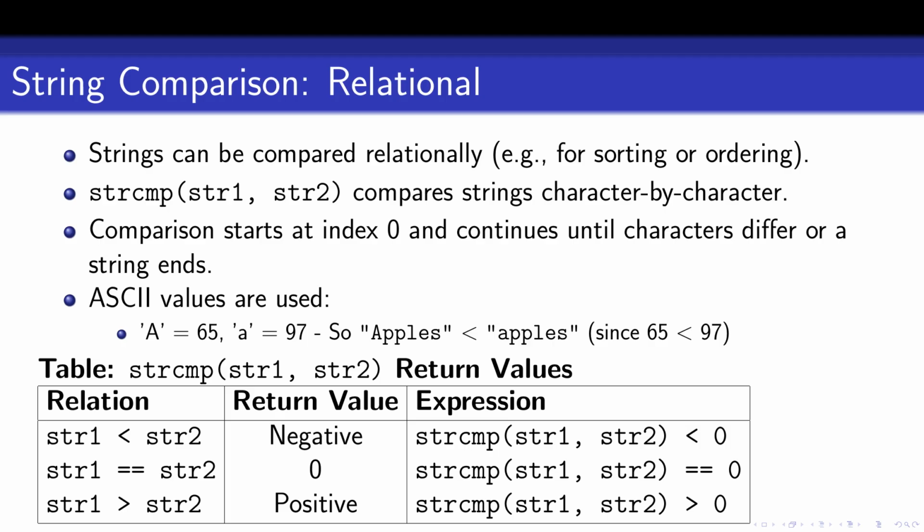The comparison happens character by character using ASCII values. For example, capital A is 65 and lowercase a is 97, so capital letters are considered less than lowercase ones. To compare two strings relationally, use expressions like strcmp(str1, str2) < 0, or strcmp(str1, str2) > 0. It's a powerful function for working with alphabetical data, but make sure you're interpreting the return value correctly.